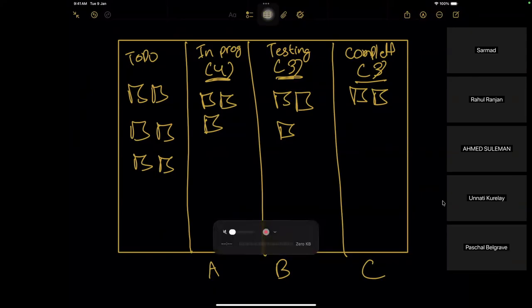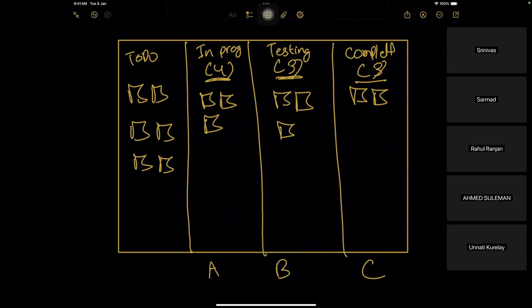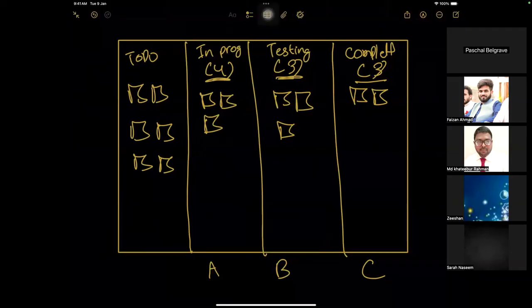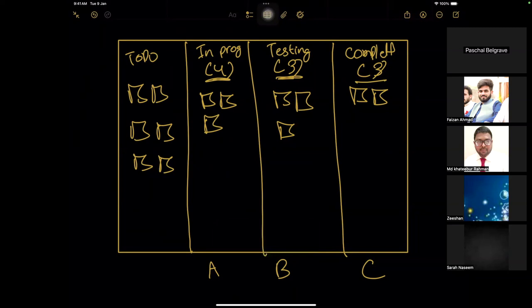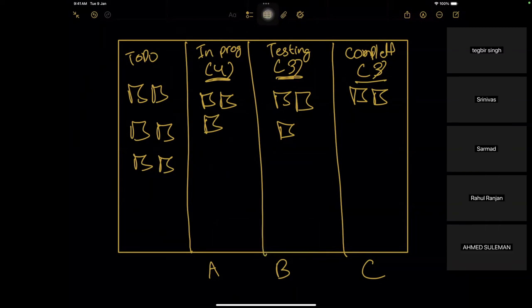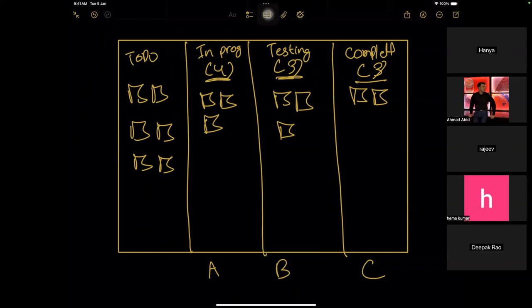Okay. Unati, what do you think? I feel testing, sir. We have three in testing, and all three are filled, so we cannot move any more stories to testing. In progress, we still have one space, so we can move one story to in progress, but we cannot move to testing. Okay. Thank you. Hania, what do you feel? Hania?